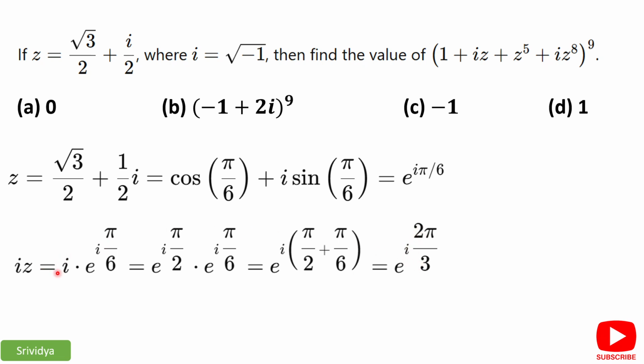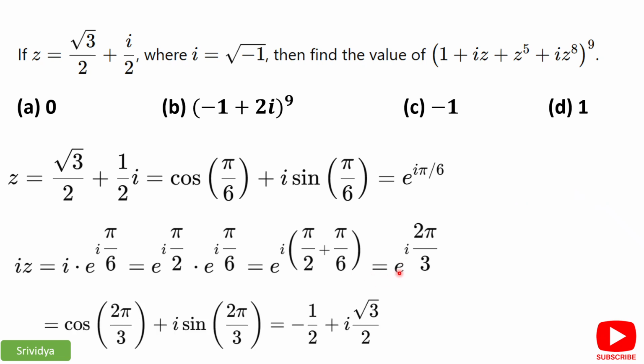This can be handled in a different way also. Multiplying a complex number by iota or i rotates it by 90 degrees anti-clockwise. So if z is equal to e to the power of i theta, then iz becomes e to the power of i into theta plus pi by 2. Therefore iz is nothing but e to the power of i into pi by 2 plus pi by 6, where theta is pi by 6 here. Upon simplification, we get e to the power of i into 2 pi by 3.